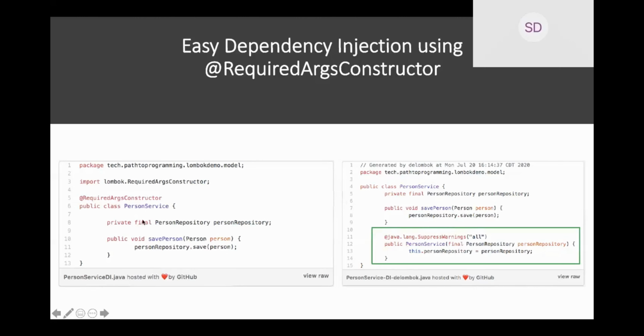If I didn't mark this as final, this wouldn't compile, because there wouldn't be a constructor here. Yep, so if I had another repository I needed to add in here or anything else, I would just add private final, my new dependency, and it would just generate another one for me. So I don't have to worry about it.